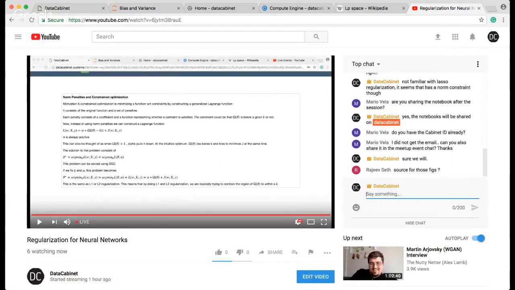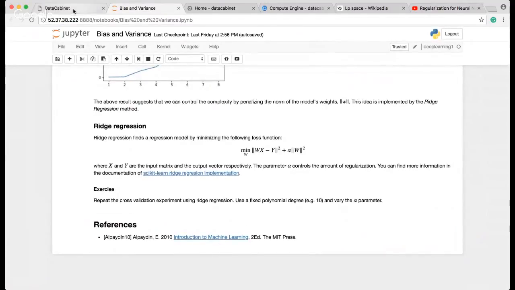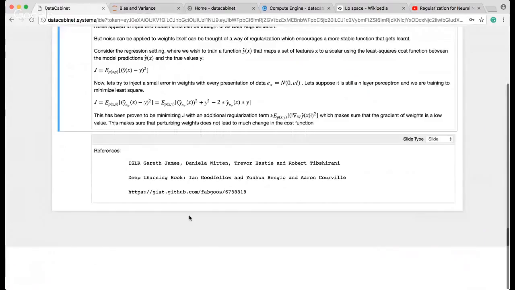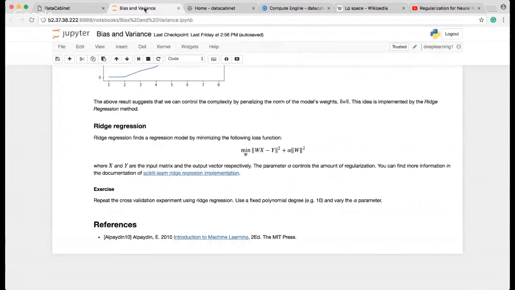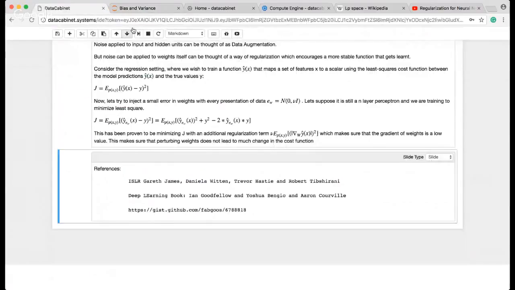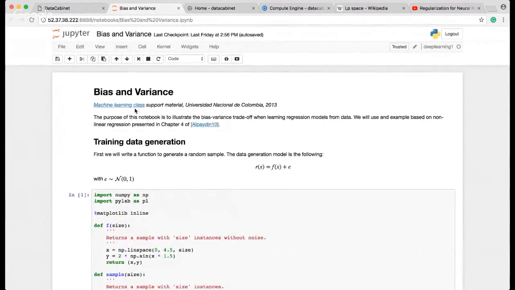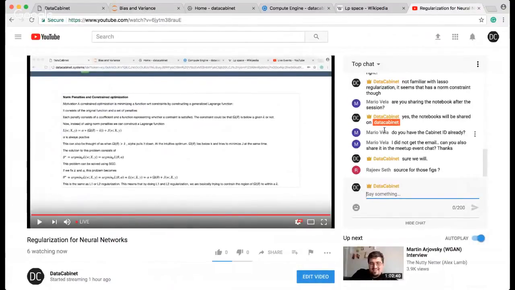It's written in the notebooks. Let me show you. There are three main places I took it from. One is this book, Introduction to Statistical Learning, by these people, who are Stanford professors. And of course the Deep Learning book by Ian Goodfellow. And the bias and variance notebook I took from the internet, but it's very nicely written, and you can look at it on Data Cabinet. The Data Cabinet notebook ID is in the email, so you can just get it from there.